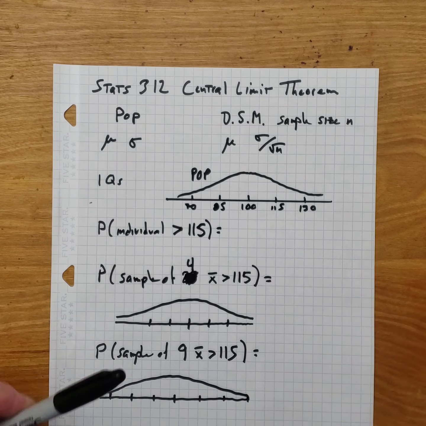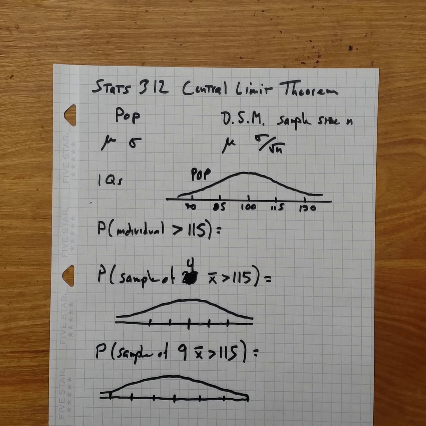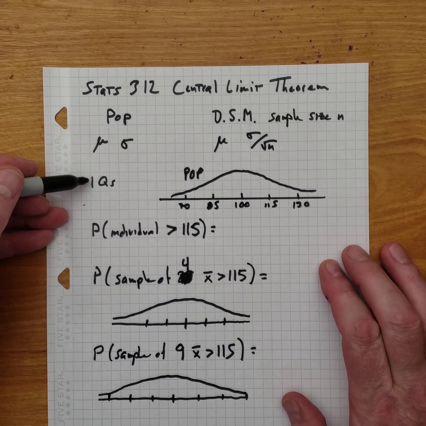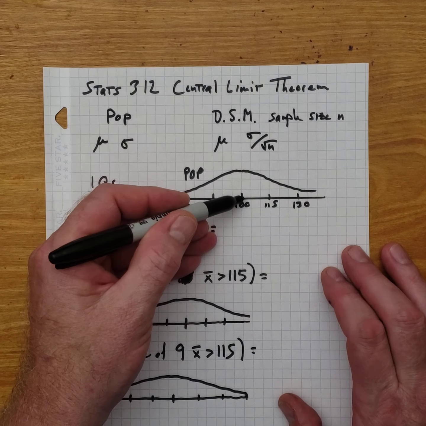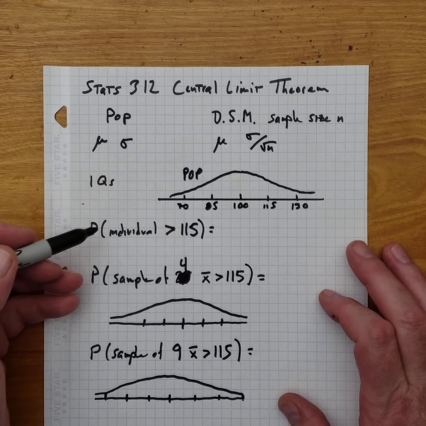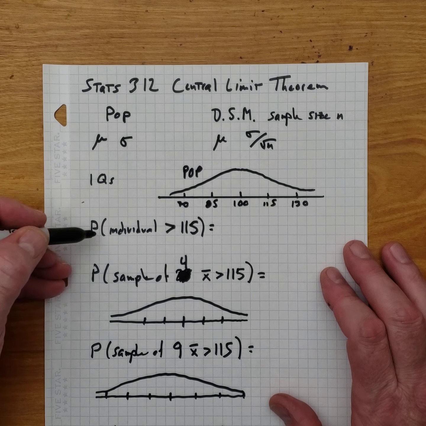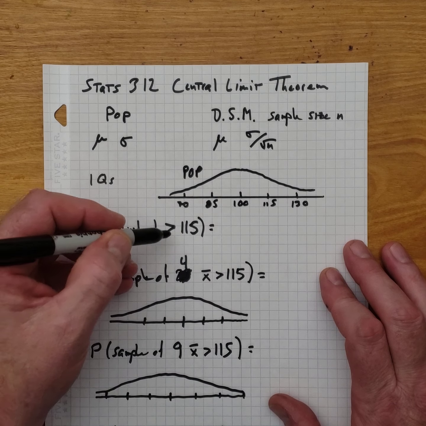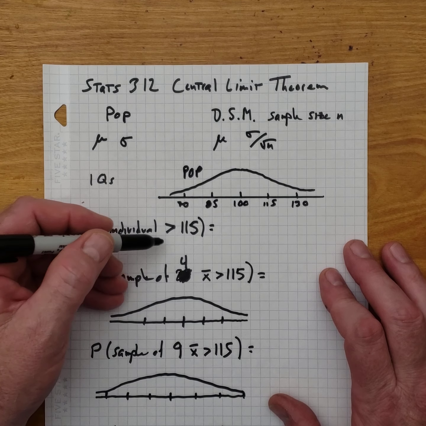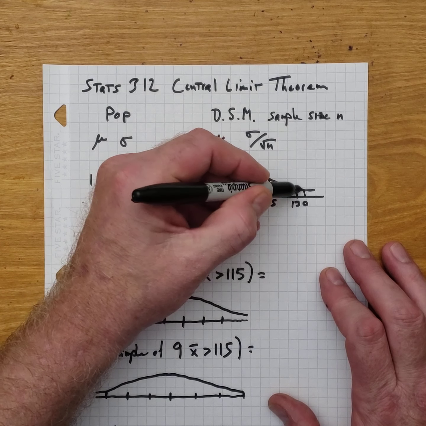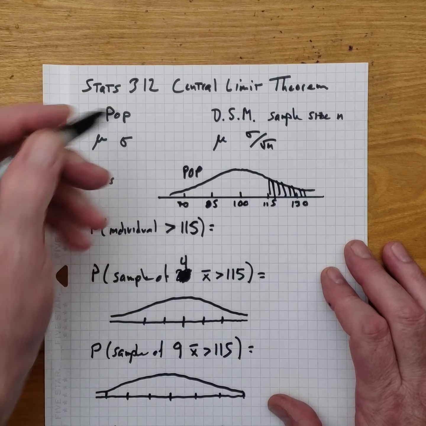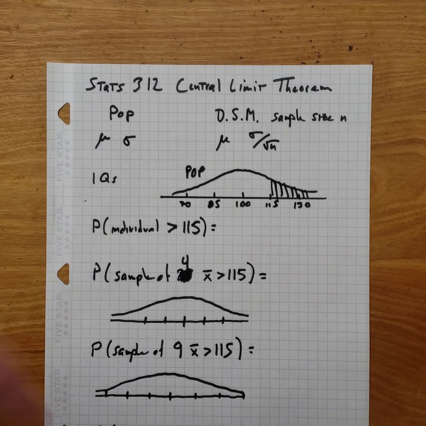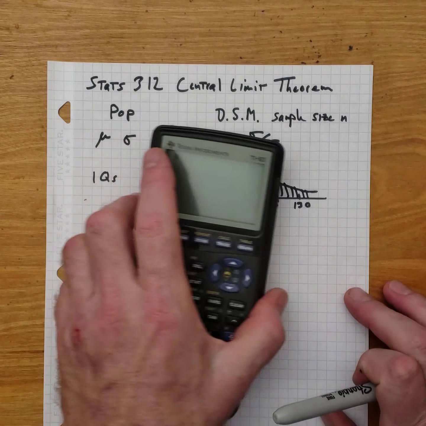Okay, now let's look at how that affects what we're doing, or what that allows us to do. Let's go with IQs again. We have a population, normally distributed, mean of 100, standard deviation of 15. We've been dealing with it all semester. And I want to know the probability that an individual selected from this population has an IQ of greater than 115. Okay, so we're talking about this tail here.